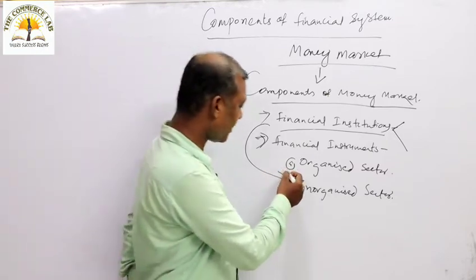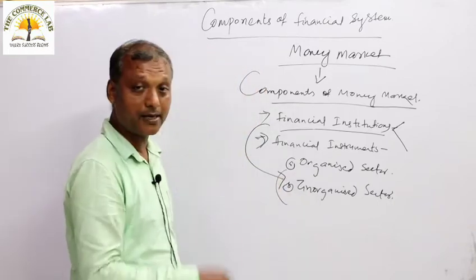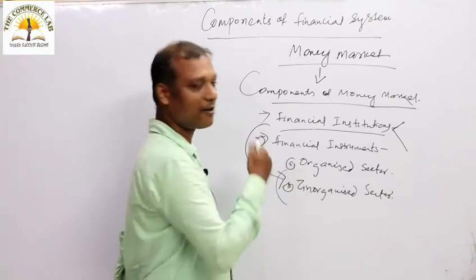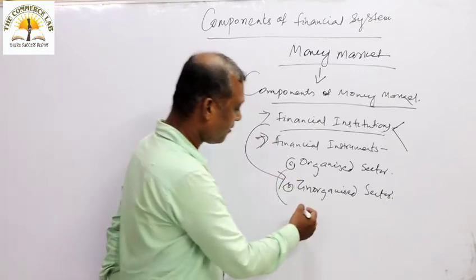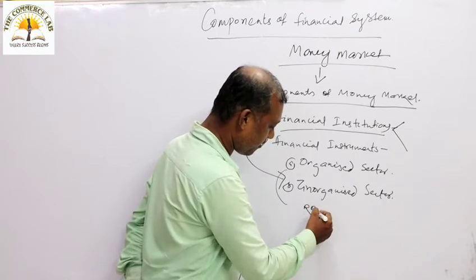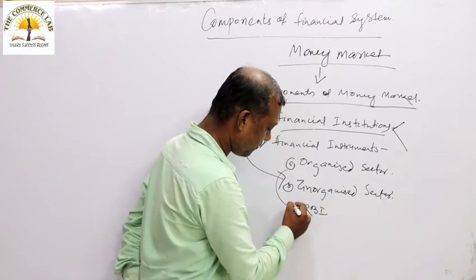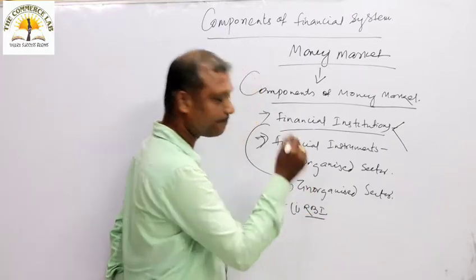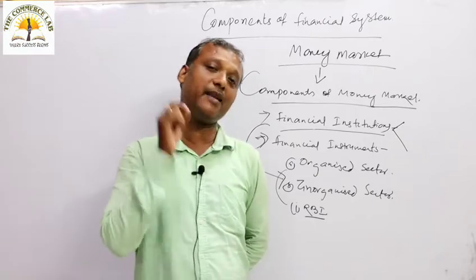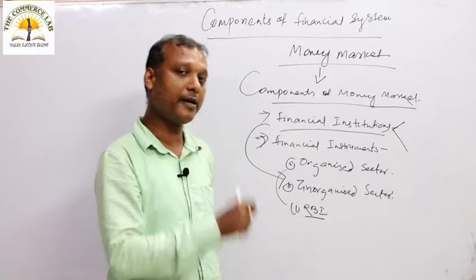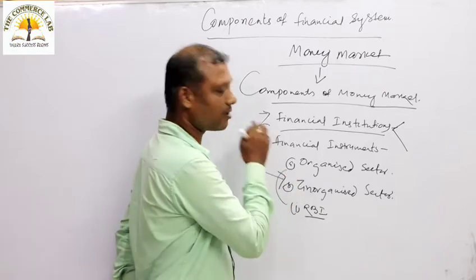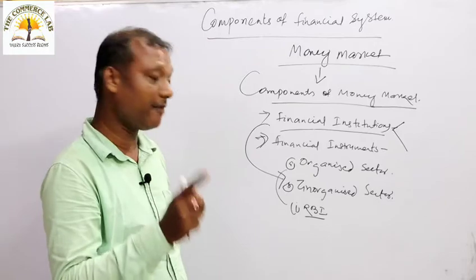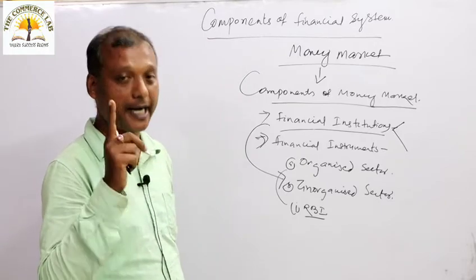Now, if you talk about the organized sector, a classification comes again. We have many classifications, don't worry about that. The first point under the organized sector will be your RBI. RBI is the central point, the key point of the organized sector. It is the Supreme Monetary Authority, the Supreme Monetary Financial Authority of India.